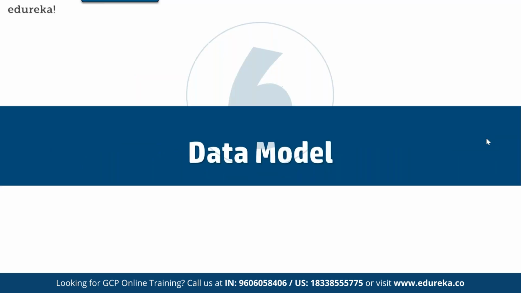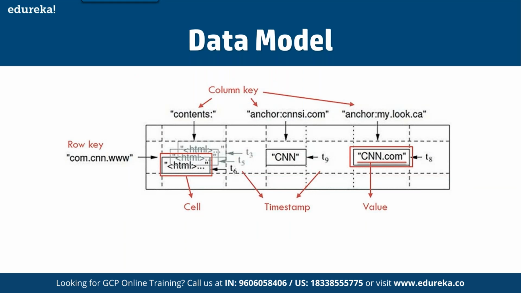Okay, now let's talk about the data model. Let's see a very small demonstration of the data model. A Bigtable is a sparse, distributed, persistent, multi-dimensional sorted map. The map is indexed by a row key, column key, and a timestamp. Each value in the map is an uninterpreted array of bytes. As you can see here, every value in the map is an uninterpreted array of bytes.